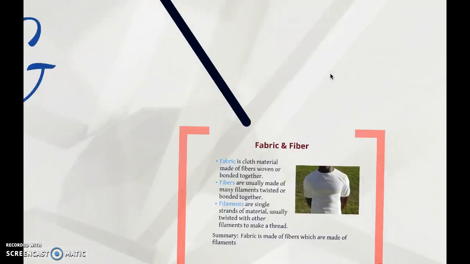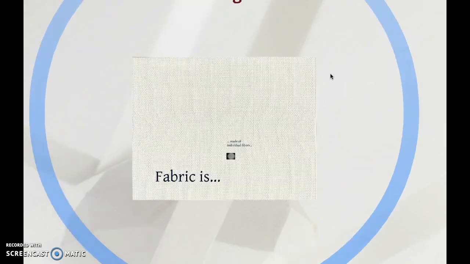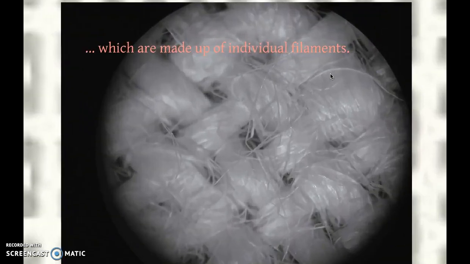So let's zoom in and actually look at this. This would be an example. This whole square that you see in the middle of your screen is a piece of fabric. Zooming in, we can see that the fabric itself is actually made of these individual fibers, in this case, that are woven together. And then if you zoom in even further on the individual fibers, you see that they're not the end of it either, that they're actually made up of even smaller pieces, which are called filaments. And that's how it all works.